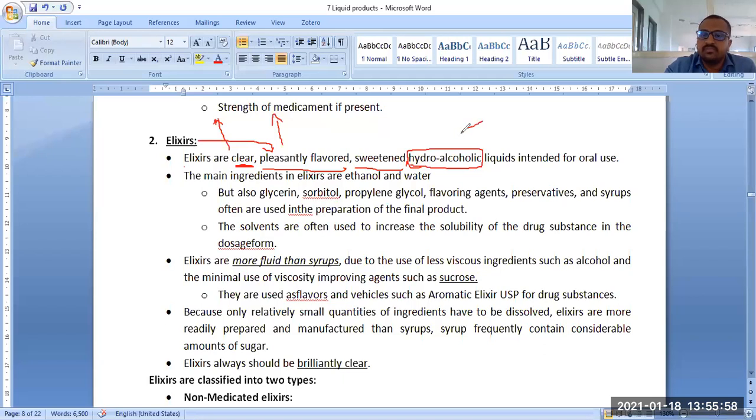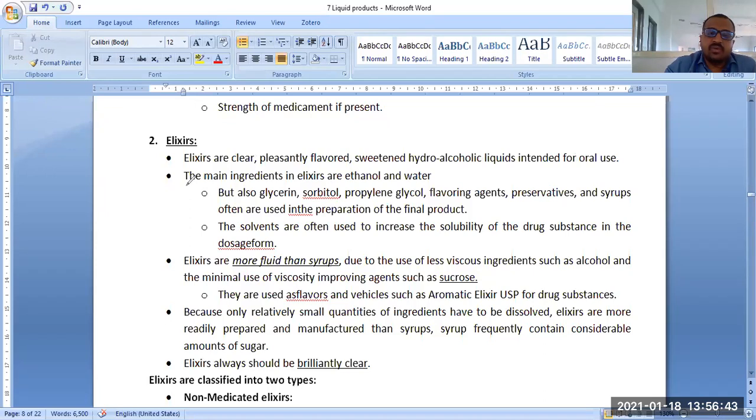Hydroalcoholic, in this preparation in elixir you have to use a hydroalcoholic. Alcoholic content होना चाहिए इसमें. Why? Because on the basis of special use of elixir, they require hydroalcoholic ingredients. So that is the definition of elixir, and these words are most important. अगर आपने ये word नहीं लिखे होंगे तो definition wrong है. Clear, pleasant flavor, sweetened hydroalcoholic liquid preparation which is intended for oral use. ये भी oral preparation है. Okay, so that is the definition of elixir.